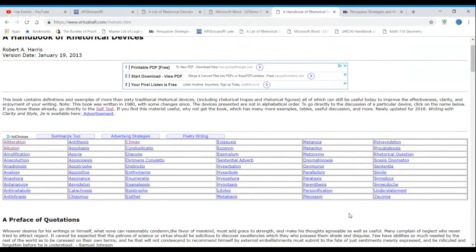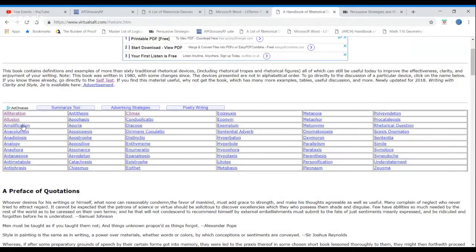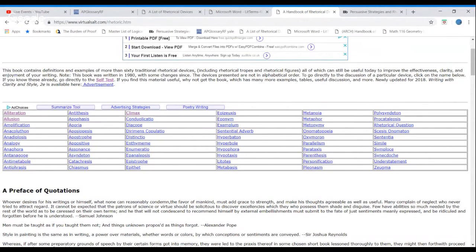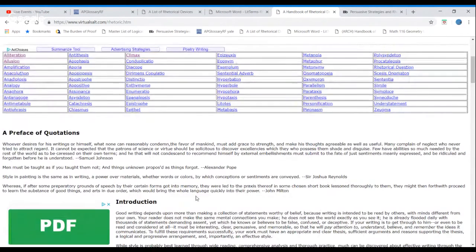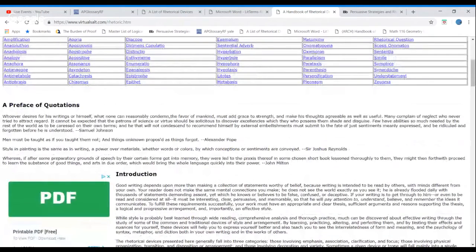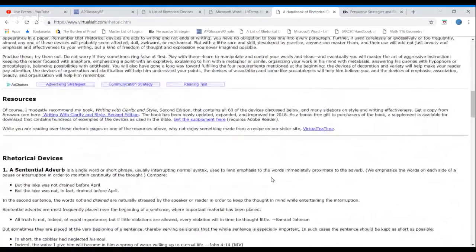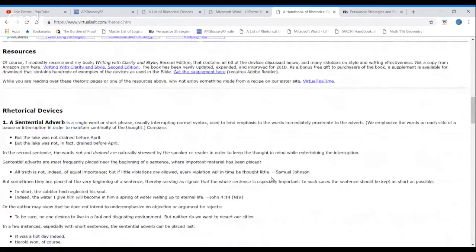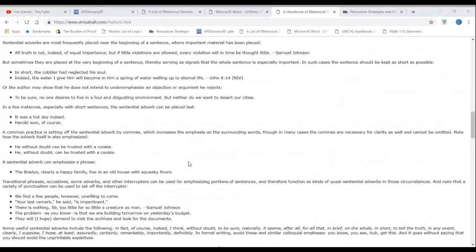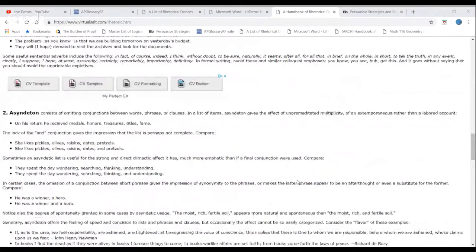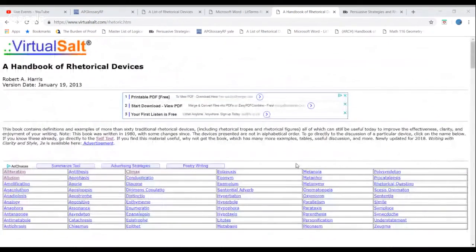But it's got a list of all the different rhetorical devices here. And it goes into a bit of an introduction about what it actually is. And it's got them all down here. So I'm not going to go through them all now, but that's it.